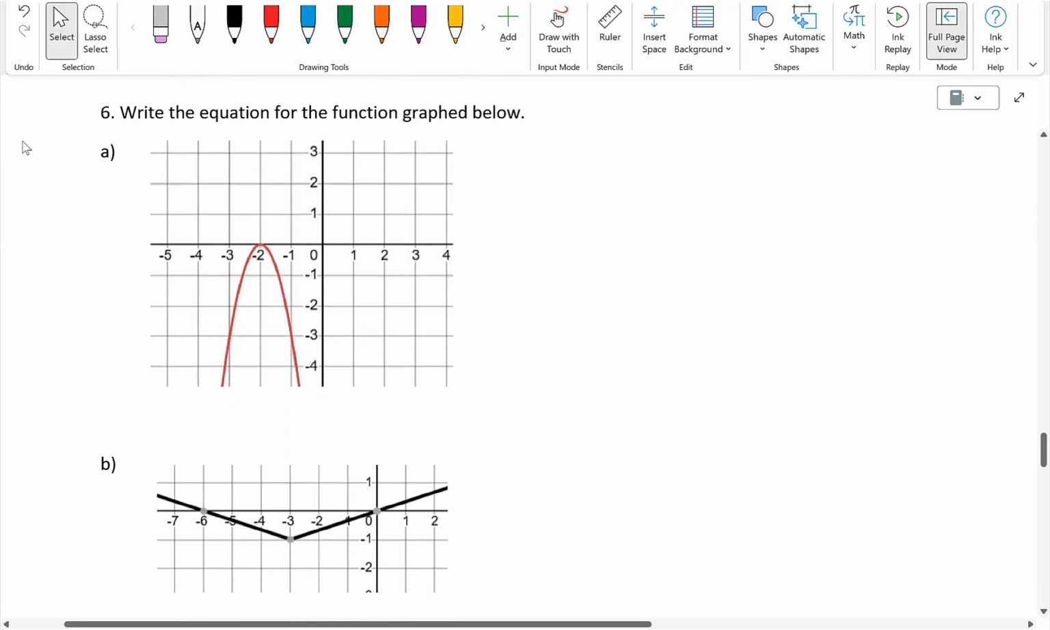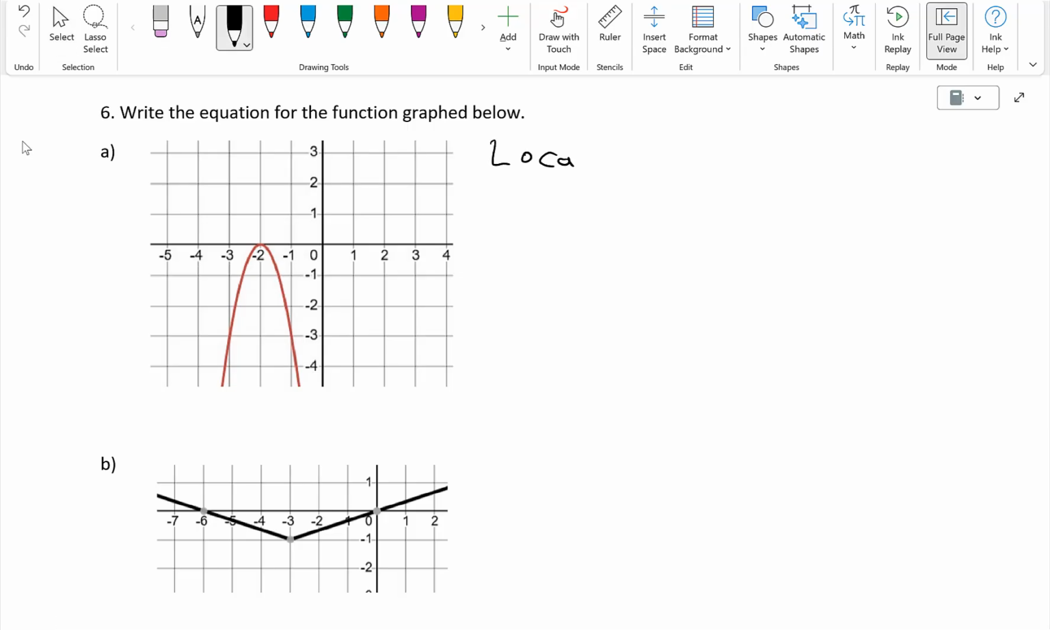For 6, we're going to write the equation for the function graphed below. We can identify our locator point from the graph, as long as we recognize the type of function. This is quadratic, or that squaring function. Our new locator point, instead of at 0, 0, is over at negative 2, 0. And we can use a slope triangle to think about how we've changed.